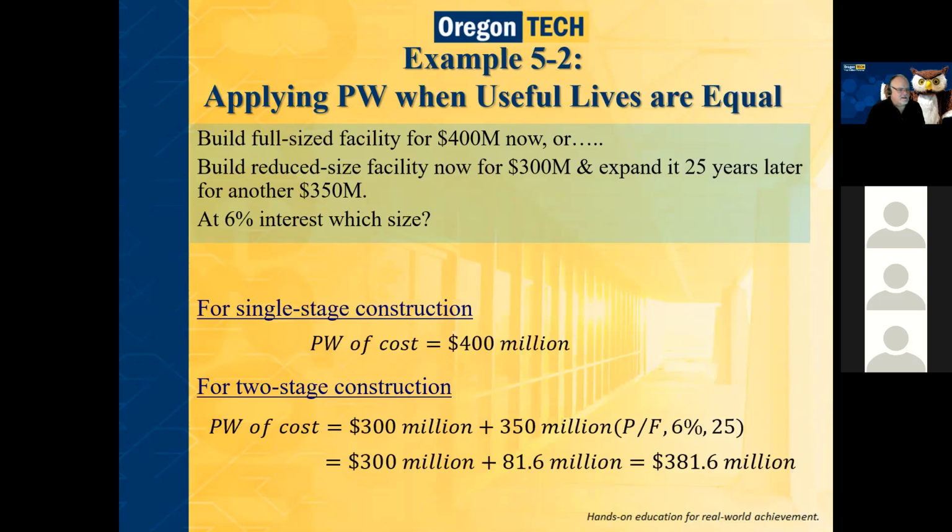Or we can pay $300 million today plus $350 million 25 years in the future at 6%. Well, you look up your present value of a future value at 6%, 25 years, and multiply that against your $350 million. And that gives you your $81.6 million, adding to the $300 million you're going to pay today. So $381.6 million. Which one is less? Single stage or the two-stage construction?